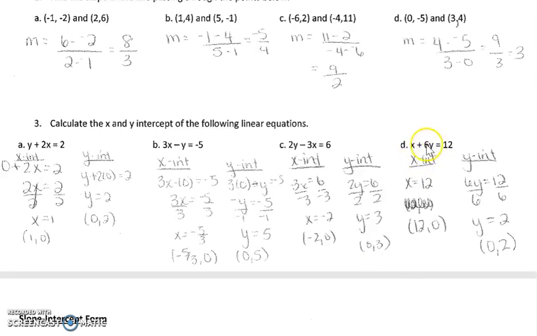X-intercept, you're going to let y equal 0. 6 times 0 is 0. X plus 0 is just x. So you just have x equals 12. You don't have anything else to do with that one. Ordered pair is 12, 0.